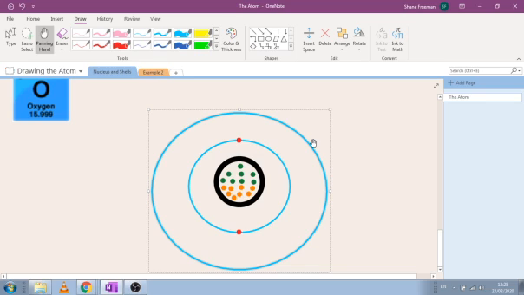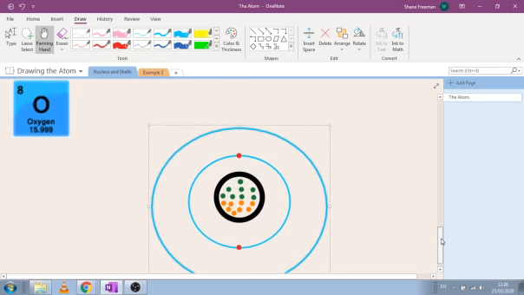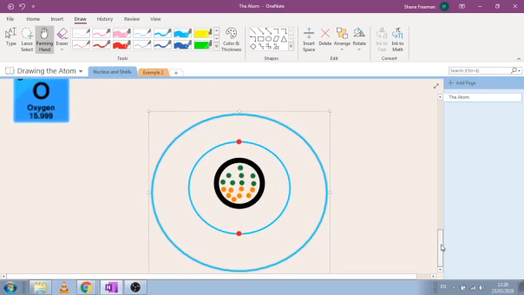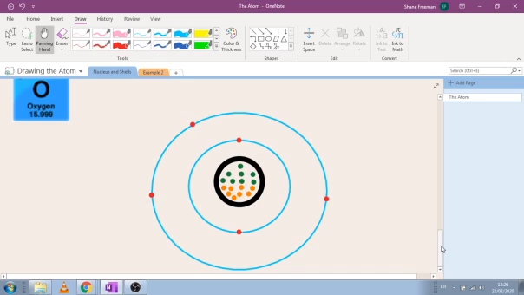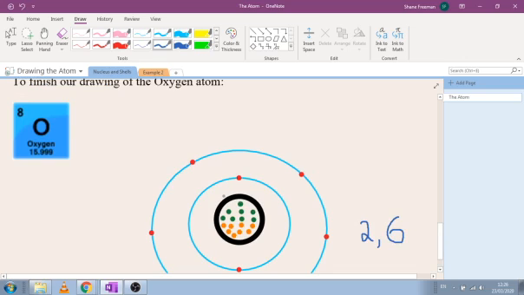This shell can hold 8, but again, if we check, oxygen only has 8. So we're already at 2, 3, 4, 5, 6, 7, 8. So that is our full electrons, that is our structure, and then just to show everybody what we have, we can write at the side 2, 6, because that is the numbers in the first shell and the second shell, which combine 2 plus 6 gives me 8.